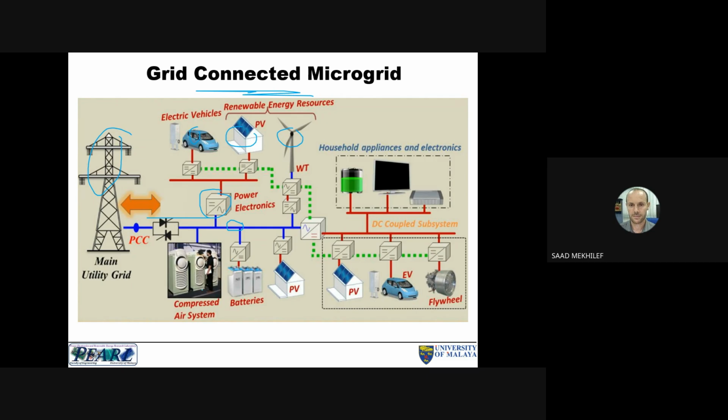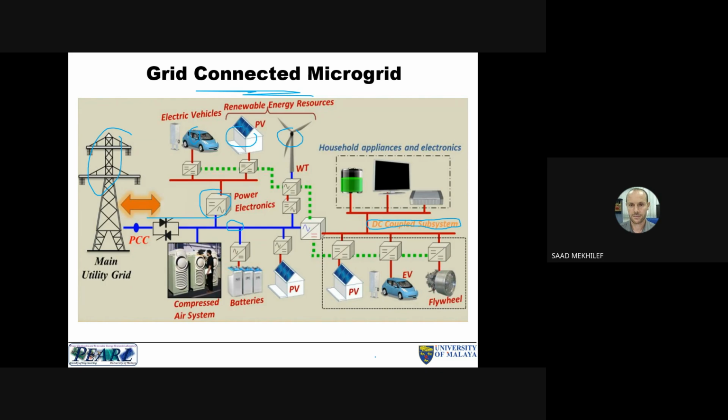Okay, you may also have compressed air as a source, so you can inject to the AC bus. And you can see here, this is a DC coupled subsystem, where all of it is operating on DC.